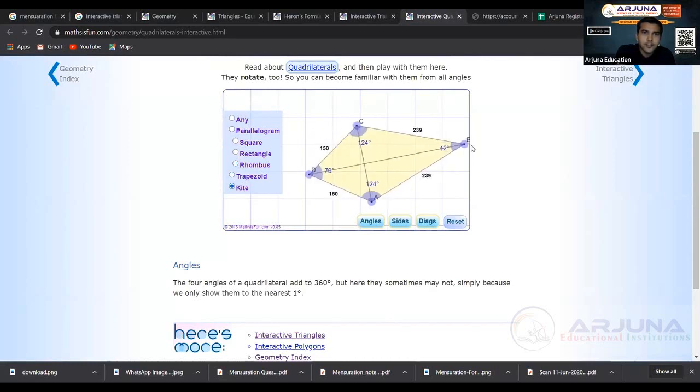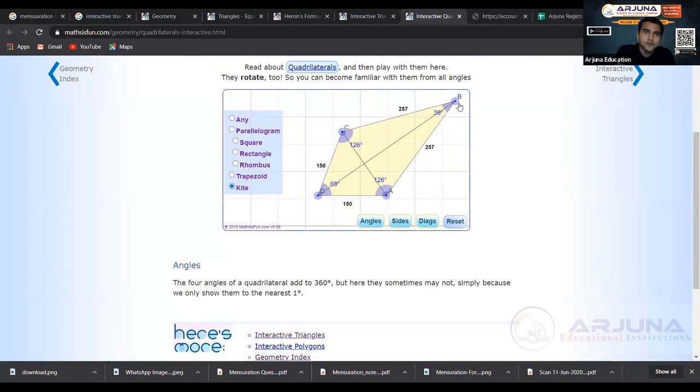If it's a kite, you can see that whenever I'm changing, what will happen? Only BC and AB will change, and the other 2 sides will remain. So this is a kite. If it's a trapezoid, see, trapezoid means what? It's a trapezium basically. Here, what they have given is trapezium. So AB is parallel to CD. Automatically, it's taking care. AB is parallel to CD.